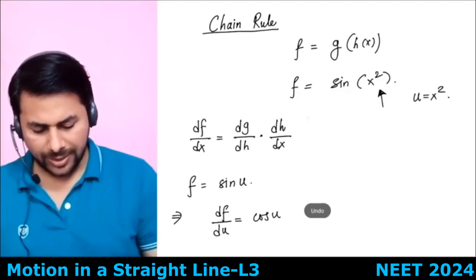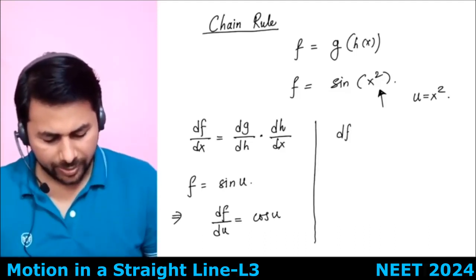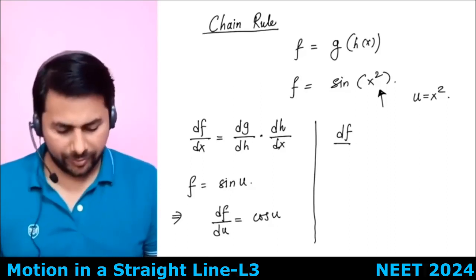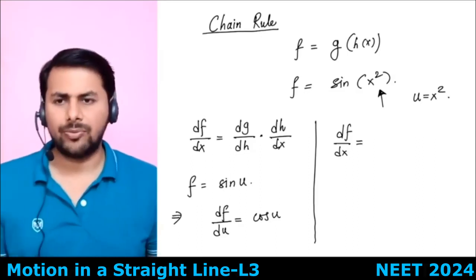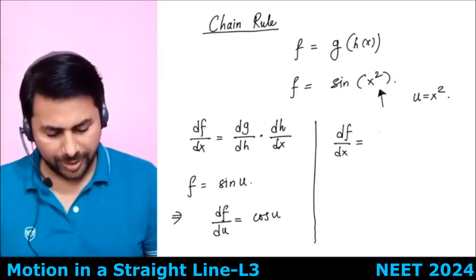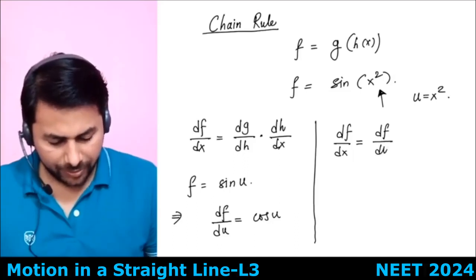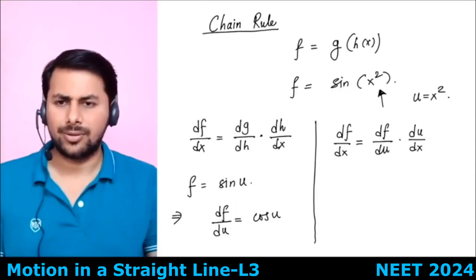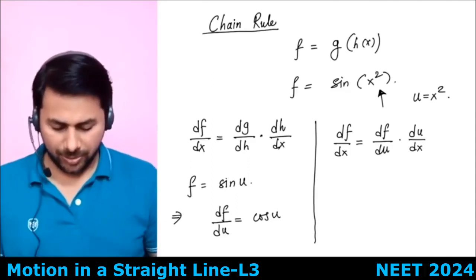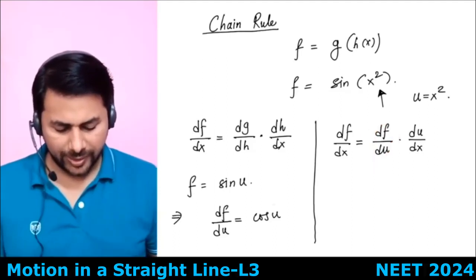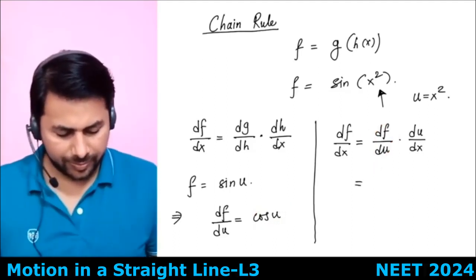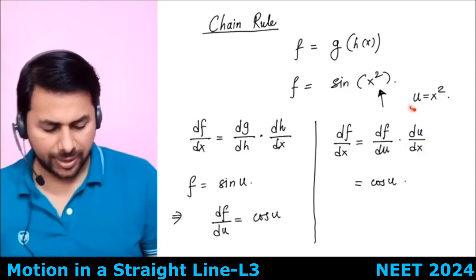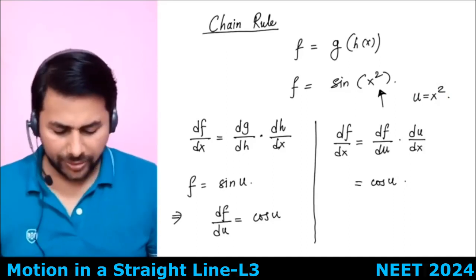But I wanted to find the derivative of f not with respect to u, I wanted the derivative of f with respect to x. So what will this derivative be? This derivative will be df by du multiplied by du by dx. If you take df by du, you get cos of u, and then you take du by dx. So the derivative of u with respect to x, what do you get?